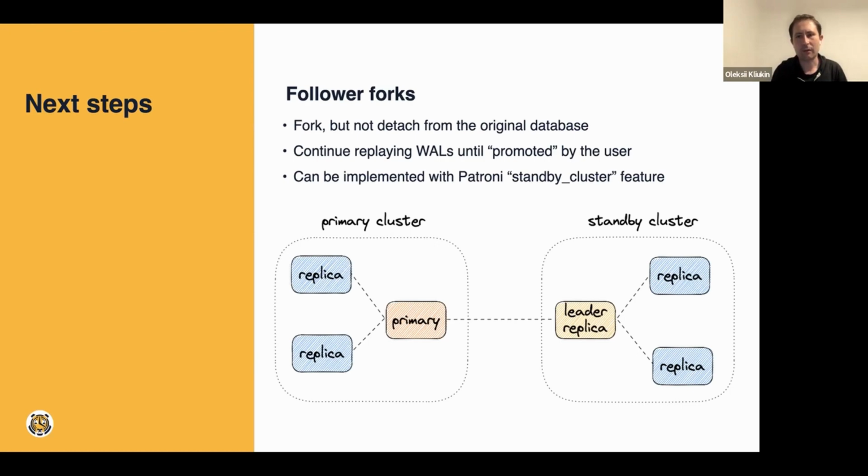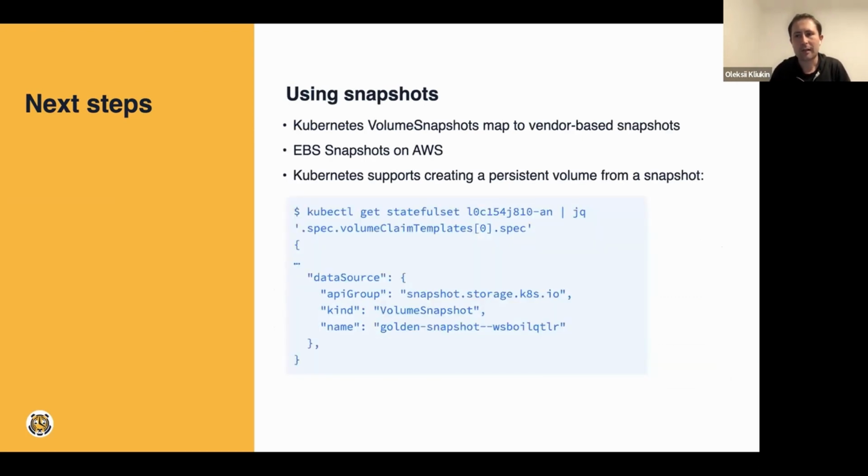And the follower forks would allow you to pick an optimal point in time where you want to detach your follower cluster from the original one. So it can provide migrations, for instance, with minimal downtime. We can use snapshots instead of S3.